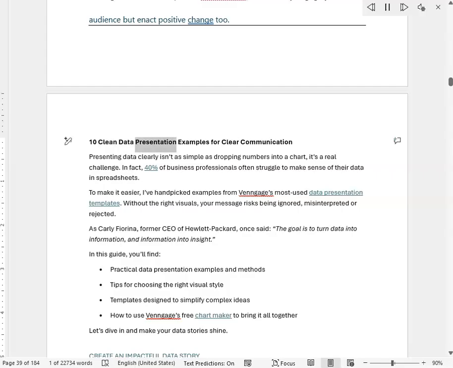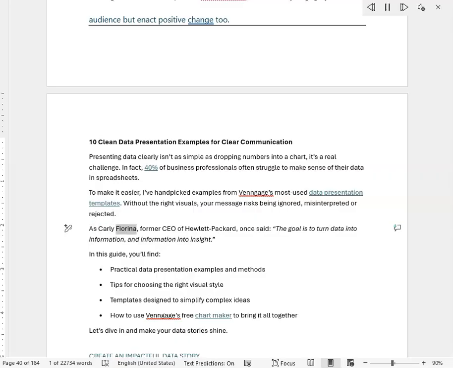10 clean data presentation examples for clear communication. Presenting data clearly isn't as simple as dropping numbers into a chart. It's a real challenge. In fact, 40% of business professionals often struggle to make sense of their data in spreadsheets. To make it easier, I've handpicked examples from Vengage's most used data presentation templates. Without the right visuals, your message risks being ignored, misinterpreted, or rejected.